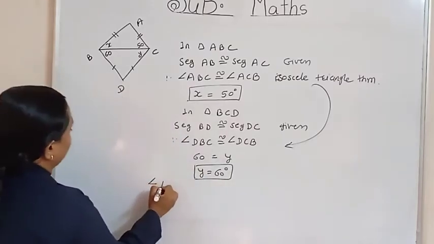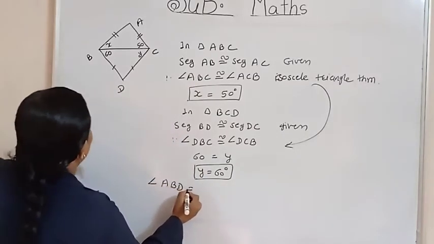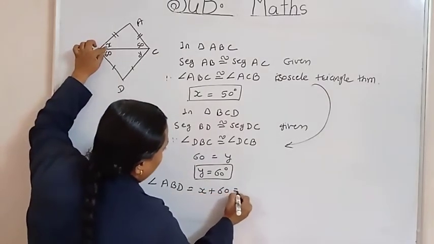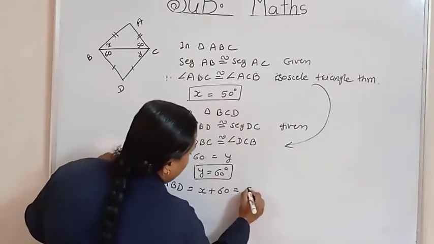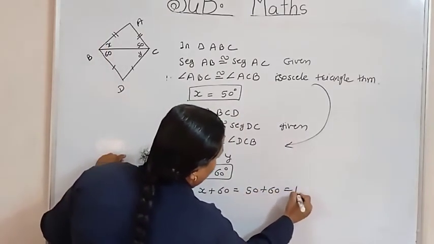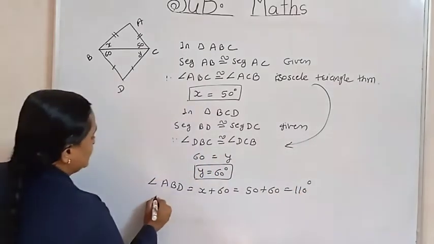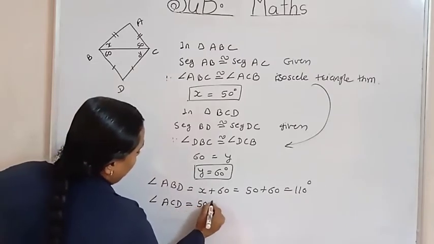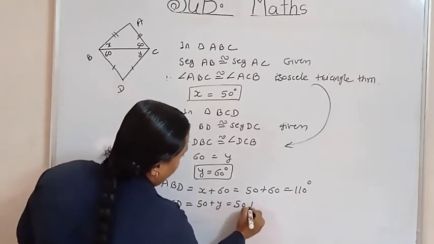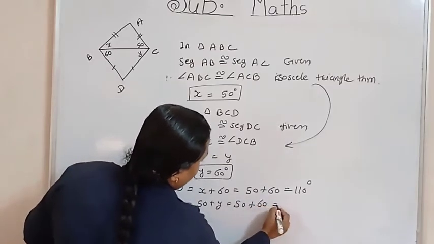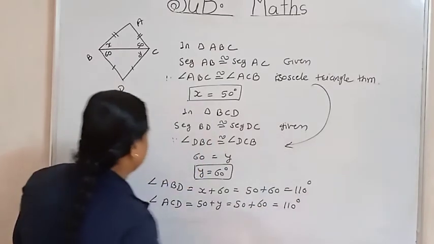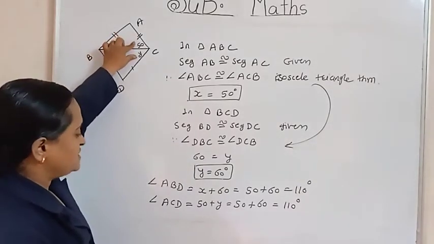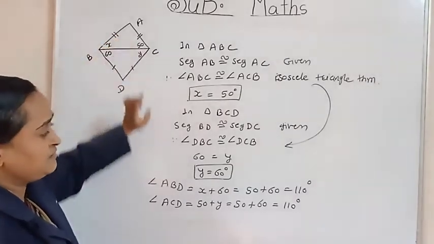Now next we will find angle ABD. Angle ABD is the sum of X and 60. X plus 60. Now we have the value of X, 50, means 50 plus 60 is equal to 110. Next we will find angle ACD. ACD is 50 plus Y. 50 plus Y is 60. Then again 50 plus 60, 110 degrees. Therefore, angle ABD is 110 degrees and angle ACD is also 110 degrees.